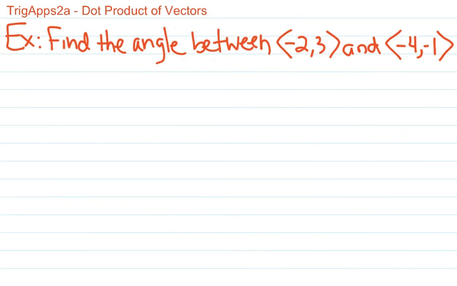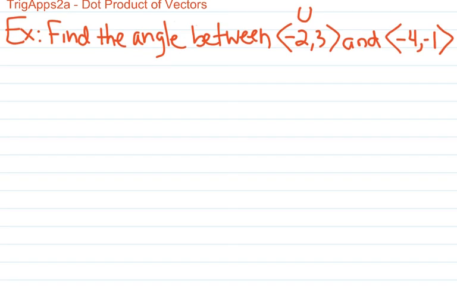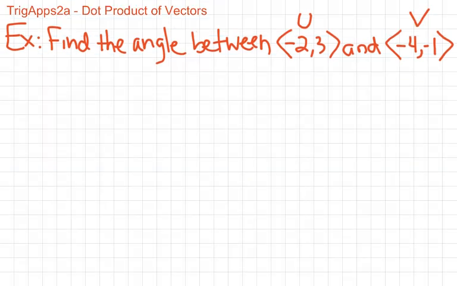Shall we apply it? Let's apply it. Find the angle between negative 2, 3 and negative 4, negative 1, these two vectors. So let's call them u and v. We're going to do three things, like I mentioned in the formula. We're going to calculate the dot product between the vectors, and calculate the magnitude of each vector, so that's three things. And before we do all that, let's just get a sketch of what these vectors look like.